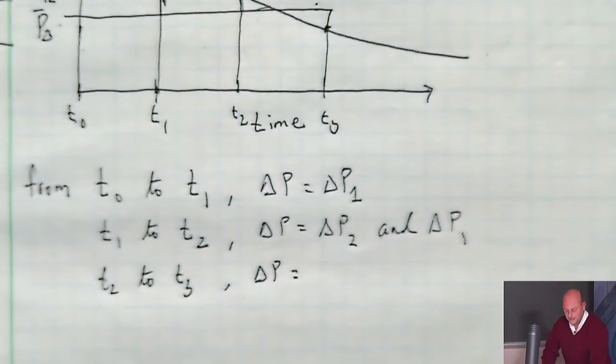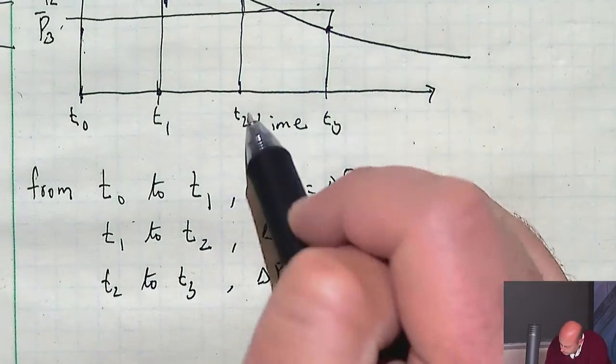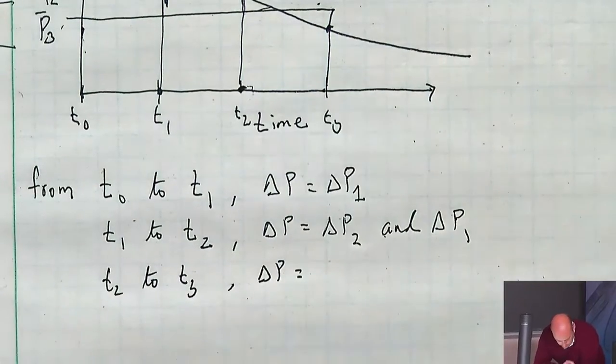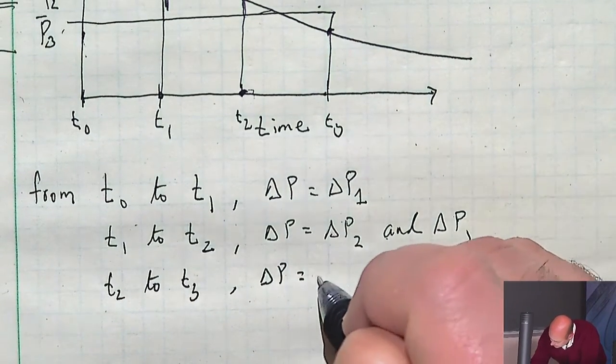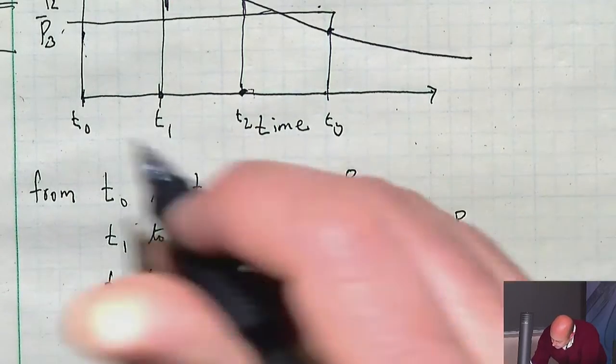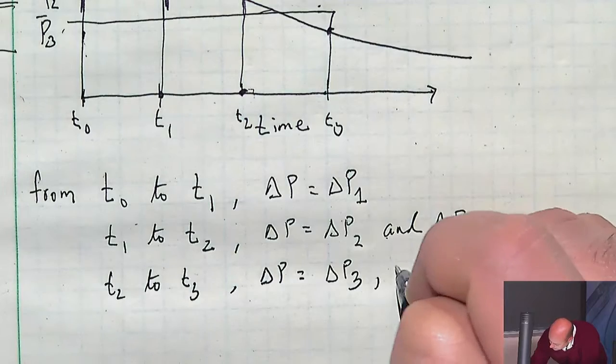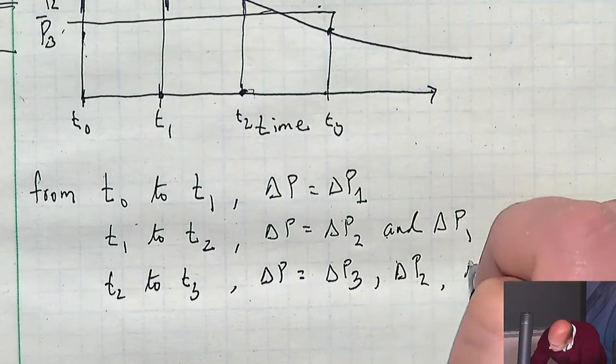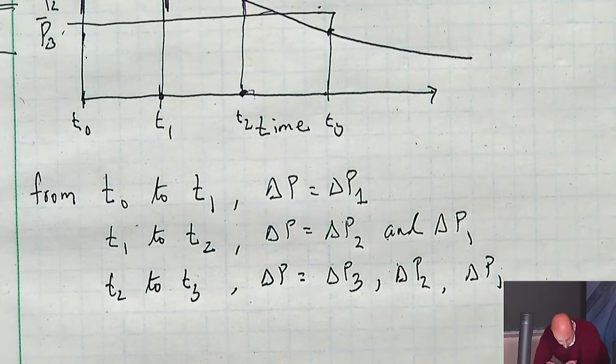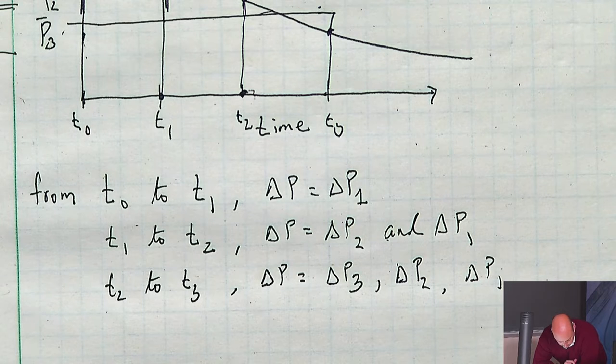Yes, thanks. All right. So if we're going from this time T2 to T3, then delta P is going to be equal to the delta P3 plus the delta P2 plus the delta P1. So you get delta P2 and then delta P1.